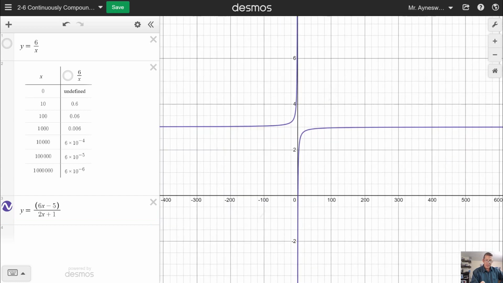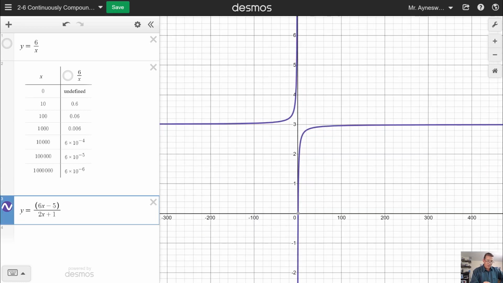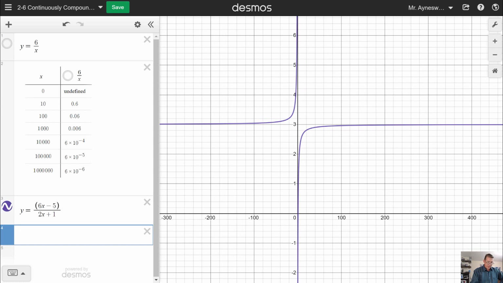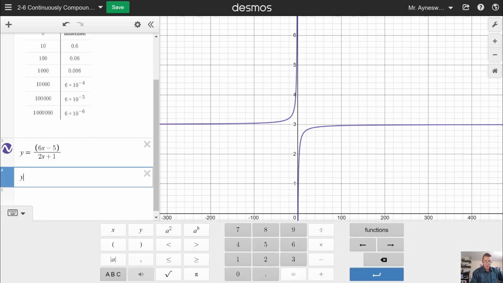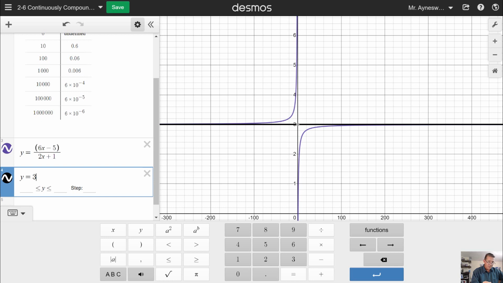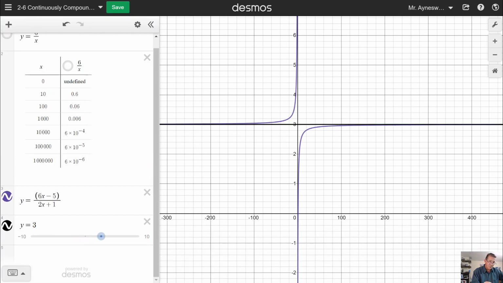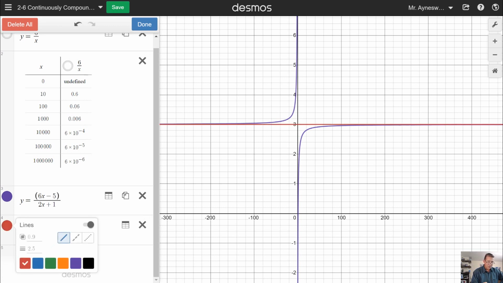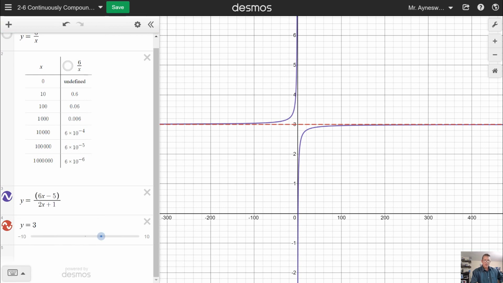And if you want to test that conjecture, all you do is type in y equals 3. So let's do that. When you test horizontal asymptotes, you just type the horizontal asymptote in, y equals 3. And look at that. Let's change the color here. Hit the gear symbol, and then you hit the color here. Let's change it to red just for funsies and make it a dotted line, because it's an asymptote. So here we go. There's the horizontal line in red, y equals 3.